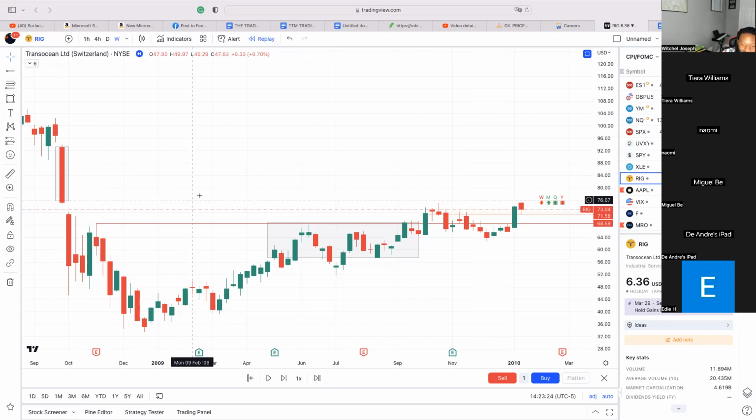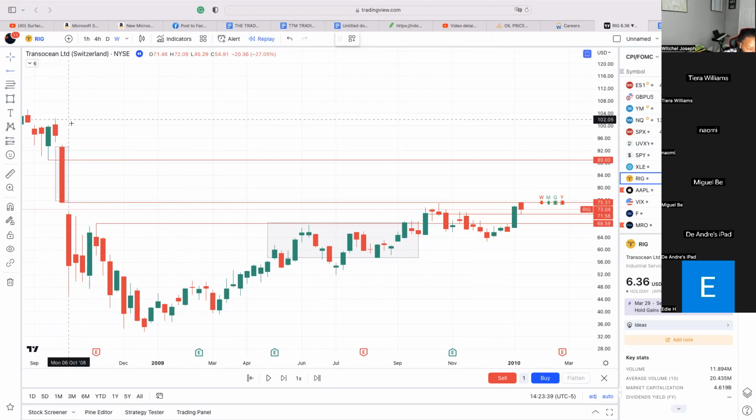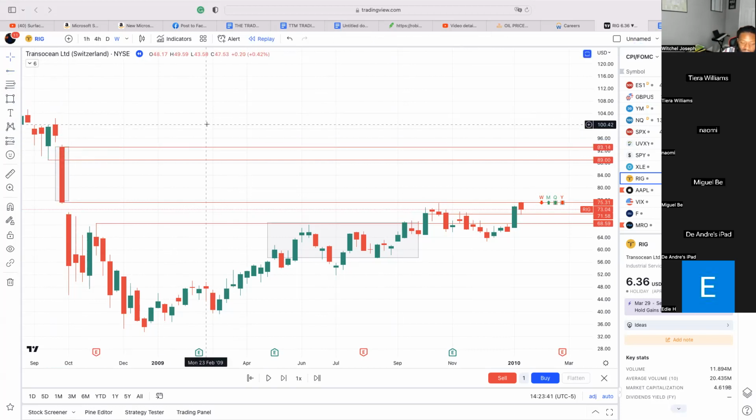So right off the bat, I'm like, okay, if we can break this level right where we're at right now, we could break this level, which is based off of this right here. If we break that level, I can easily target either right here to be conservative or just the very top. And those are my targets. You see what I'm saying?